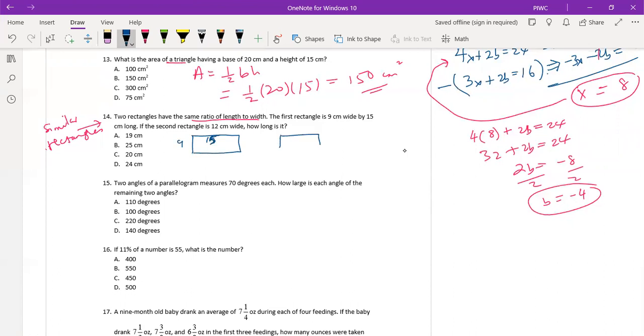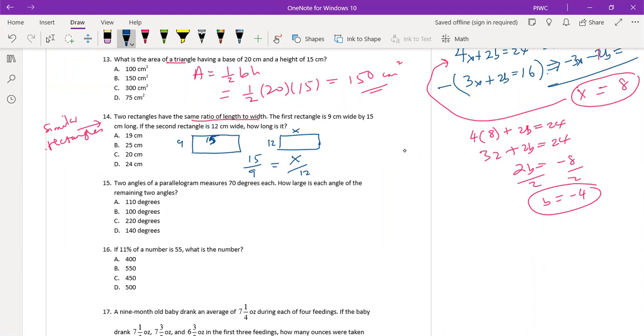And then there's a second rectangle. It's 12 centimeters wide, so it's 12. The length we don't know, so let's call it x. Since they are similar rectangles, we can compare the ratio of the length to the width. They should be the same. So the ratio of the length to width, which is 15 to 9 for the first one, should be the same as the ratio of the length to width here. So the same, which is x over 12. Okay, set up a proportion based on this.